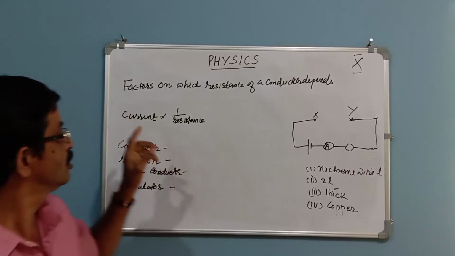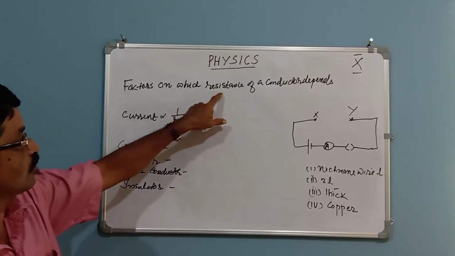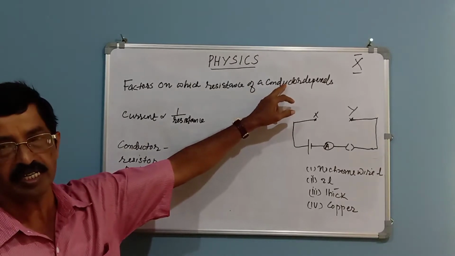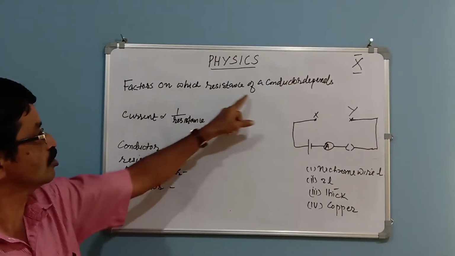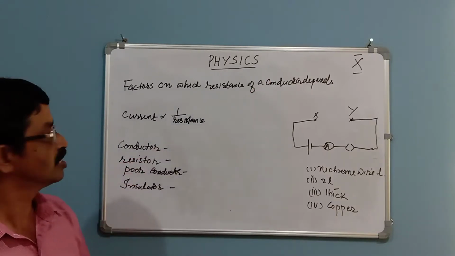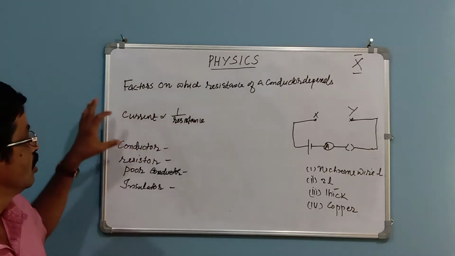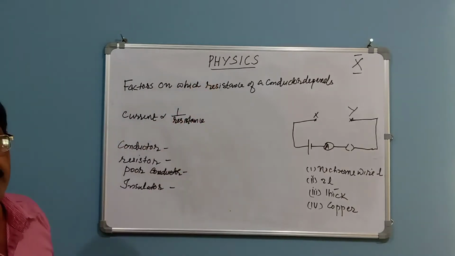Hi children, today we are going to discuss the factors on which the resistance of a conductor depends. Before we discuss these factors, there are some other terms you want to remember. Among them is how current and resistance are related.